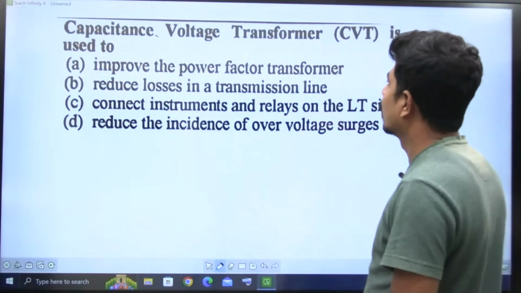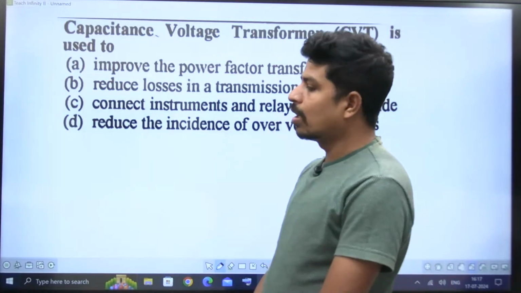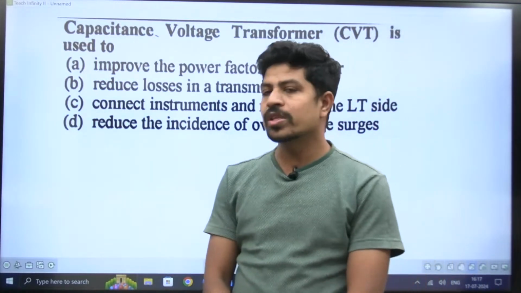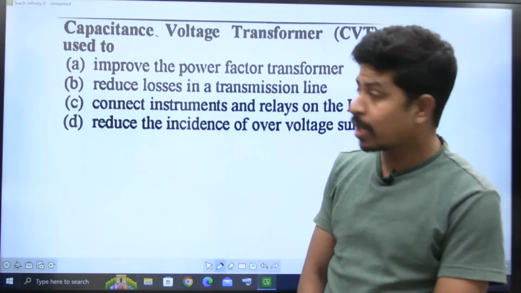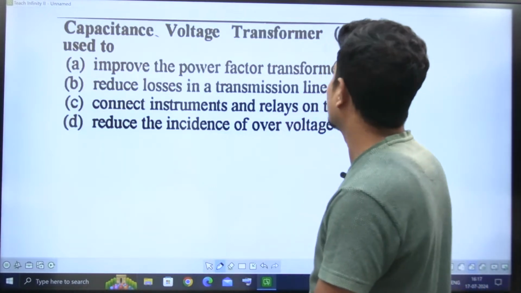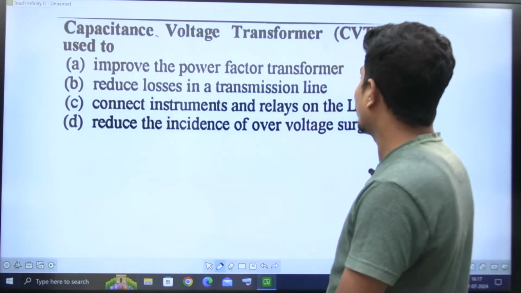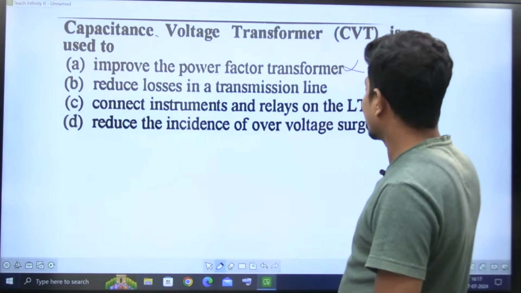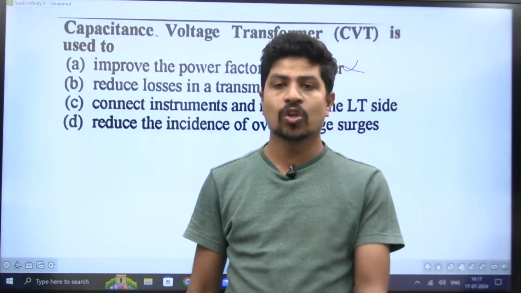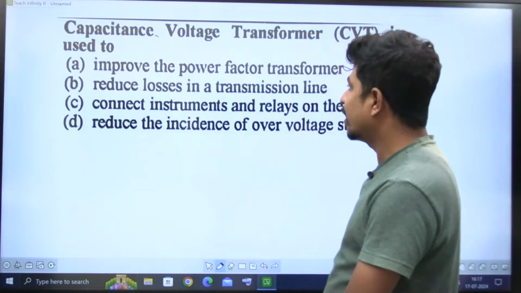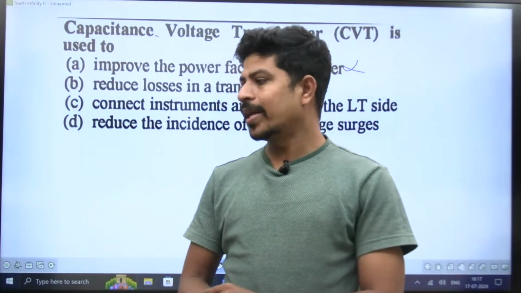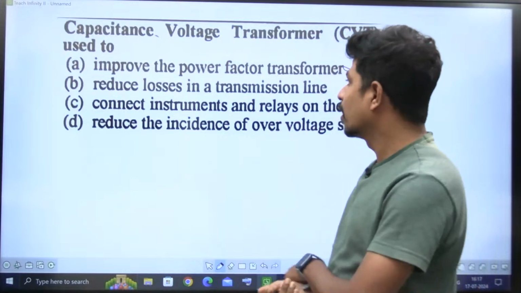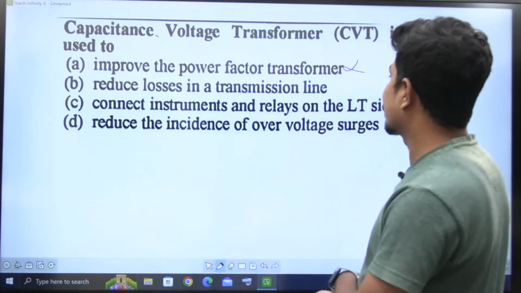Next question. CVT, please do remember this one. This is used in power system protection. In fact, CVT, capacitive voltage transformer. Is a capacitive voltage transformer used to improve the power factor? No, power factor can be improved by shunt capacitor or synchronous condenser. These things are there, right? In power system, if you don't know how to get the answer, use elimination, I'm teaching here. Now, next, reduce losses in a transmission line.